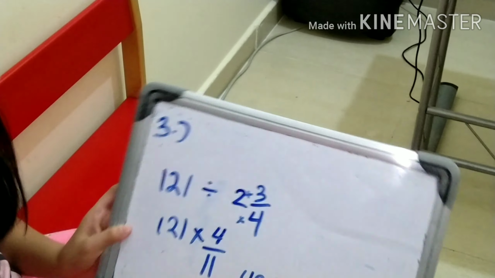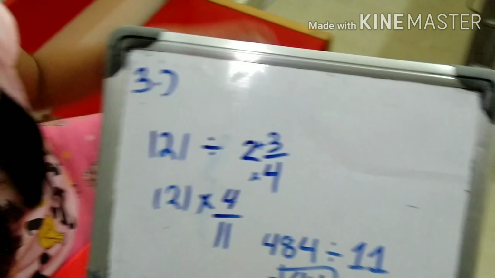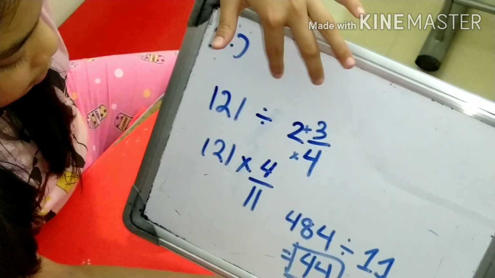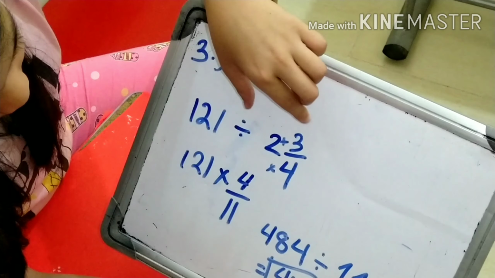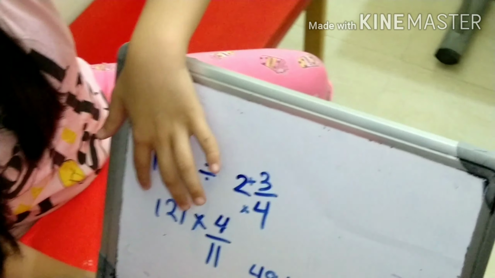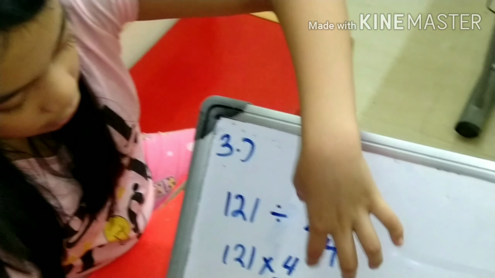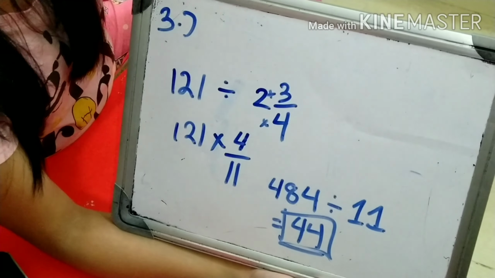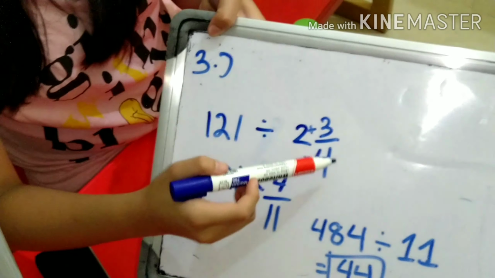Okay, are you done? So what did you do? Explain it, go. I divided 121 by 2 and 3 over 4. Okay, then what happened? Then what did you do to the mixed number 2 and 3 fourths? You change it to? Improper fraction.